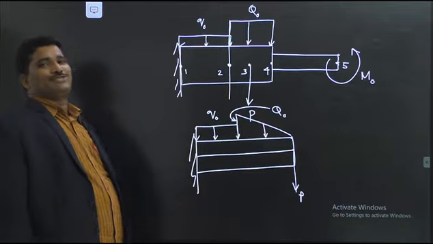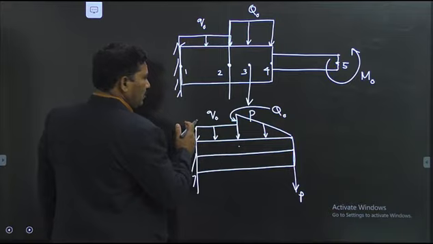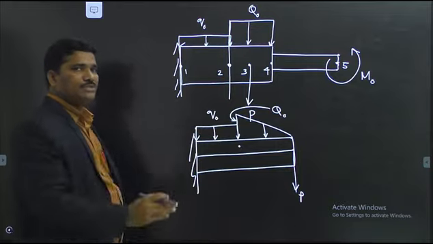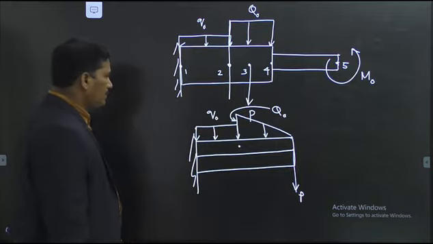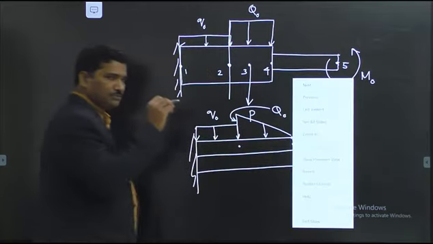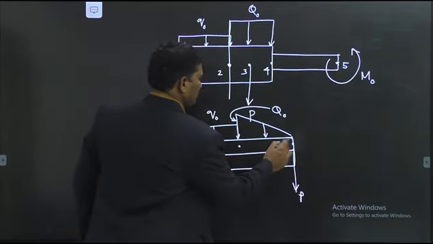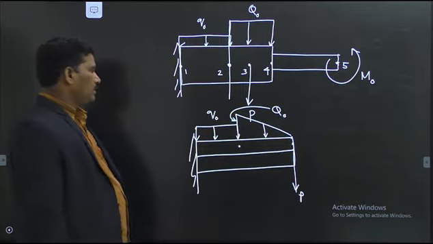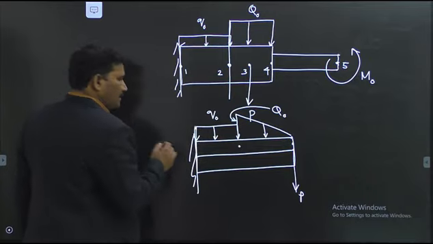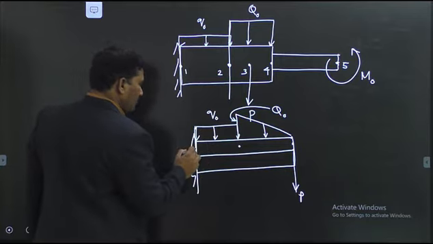Now, how do you locate nodes? That is the question. This is the point where the load intensity is abruptly changing, therefore I can consider a node here on the beam section. Right? Next. This is the point where the force P is acting vertically downwards. I can have a node here. Second node. Now, this is the section where the cross-sectional area is abruptly reduced, therefore I can have a node here.